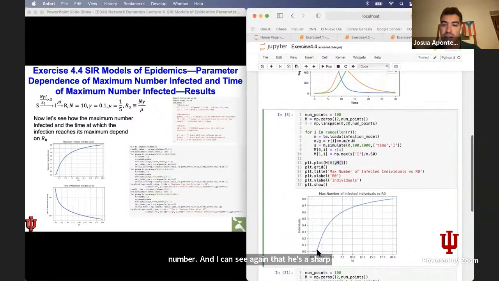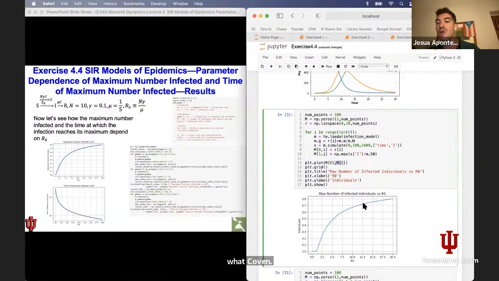and I can see again that there is a sharp increase in the percentage of individuals infected at a single time around R0 equals 1, and that after R0 equals, let's say 12, which is what the new COVID variant is, you could expect at least 75% of your population to be infected at the same time, which would be around 300 million people in the US.